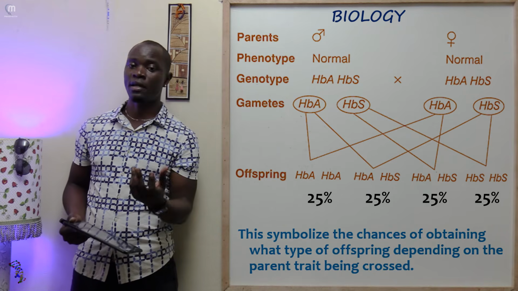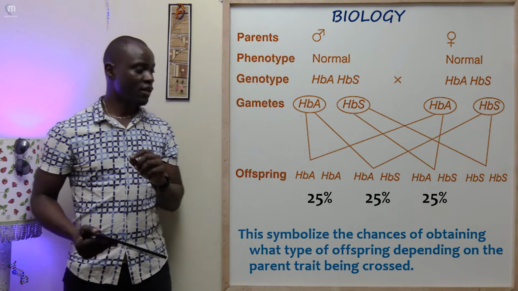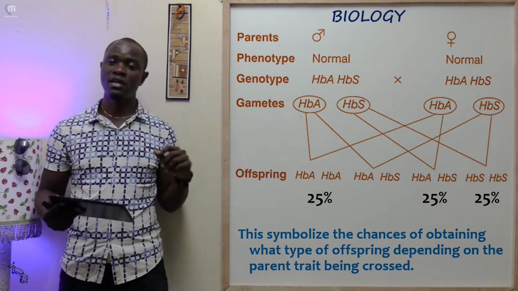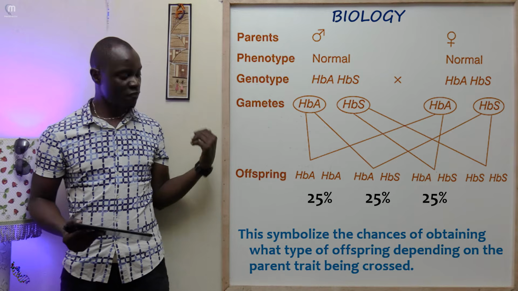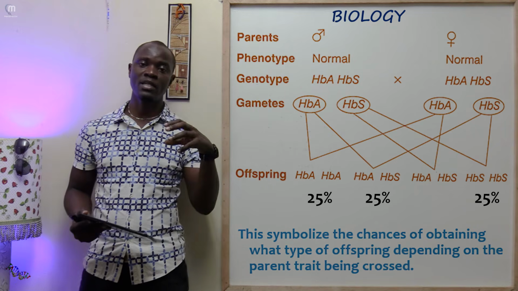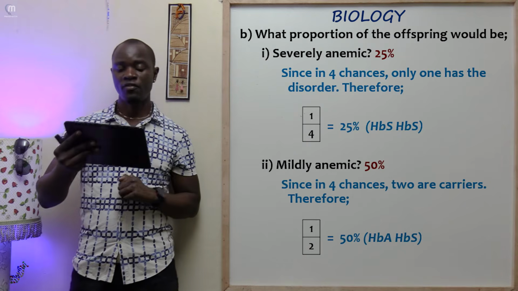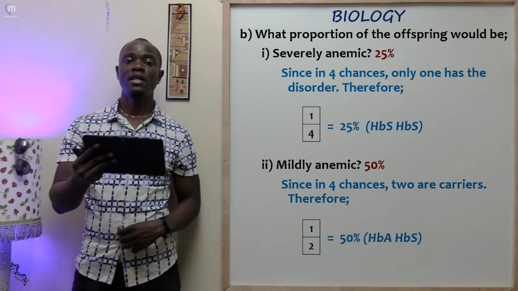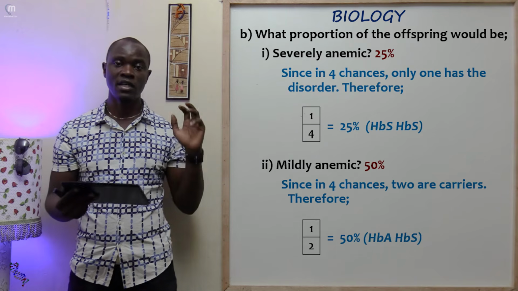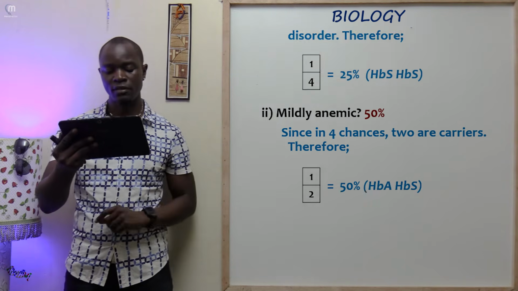Some of the red blood cells are normal, and some of them have some sickle cell trait. Then the last one, HbS, HbS, is 25%. So these things are just chances: 25% chance of getting a purely normal, 50% chance of getting some sickle cell trait, then 25% chance of getting a severely anemic child. So the answer there was 25%, since in all these 4 chances, it is only 1 chance that we can get a severely anemic child.